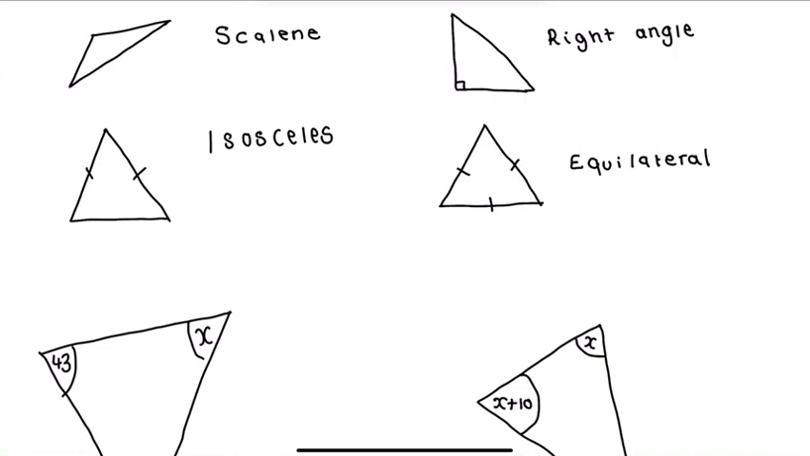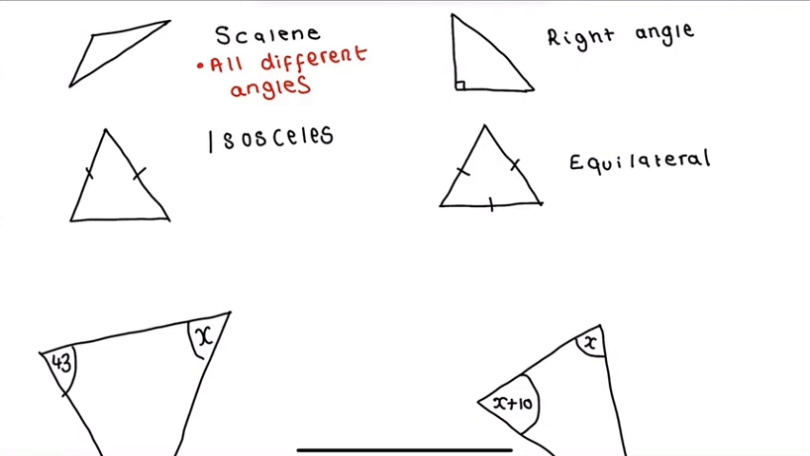We're first going to review the 4 different triangles you can have, and we're just going to be focusing on the properties of their angles, as that's what we're going to be looking at today. The first triangle is a scalene triangle. Now these have all different angles. What that means is that none of the angles are the same.